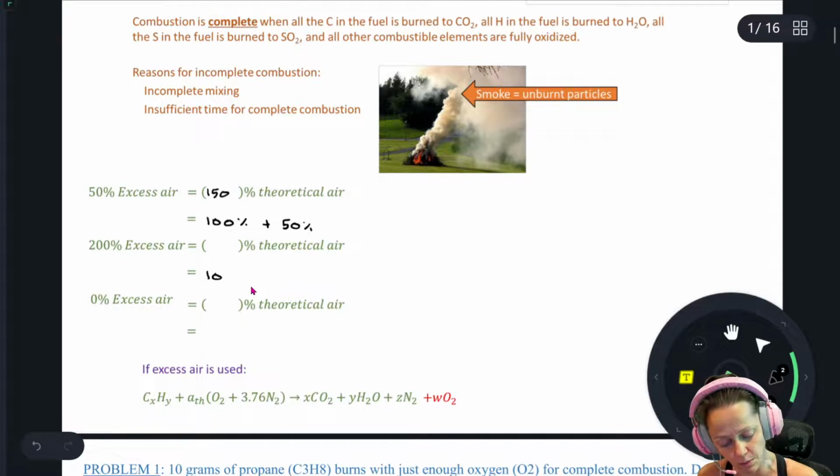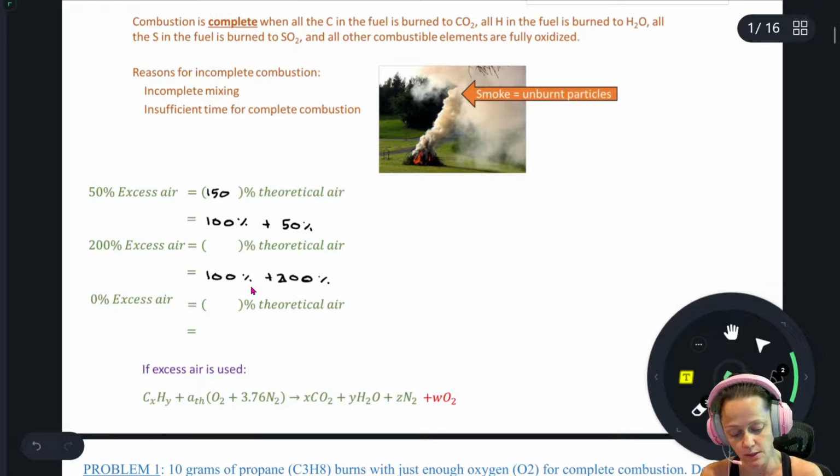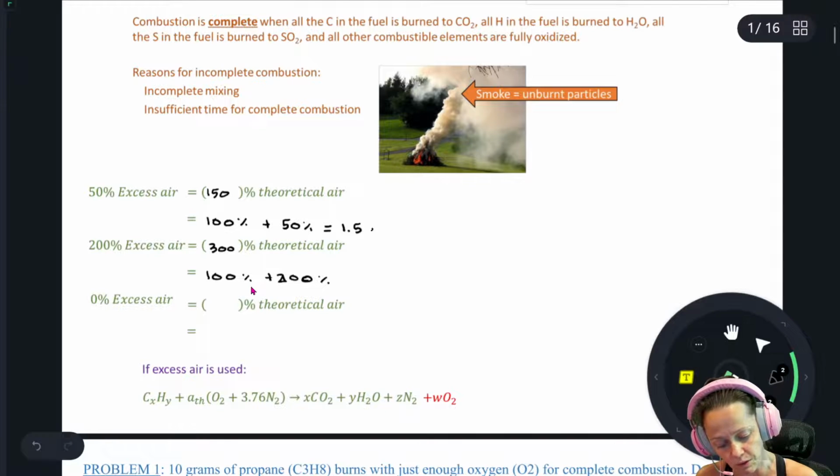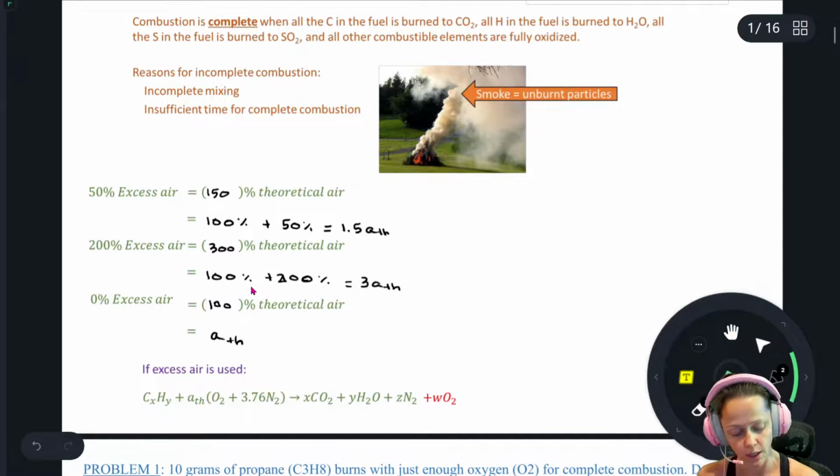200% excess air would be 100% theoretical air plus 200% excess air, so that would be 300% theoretical air. And you would put a 1.5 in front of that A_th in your chemical equation for 150%. Here you would put a 3 in front of that A_th. 0% excess air is just 100% theoretical air, so it's just A_th.